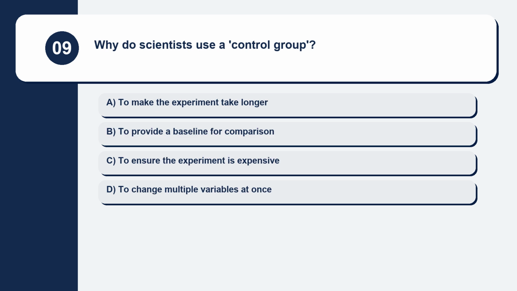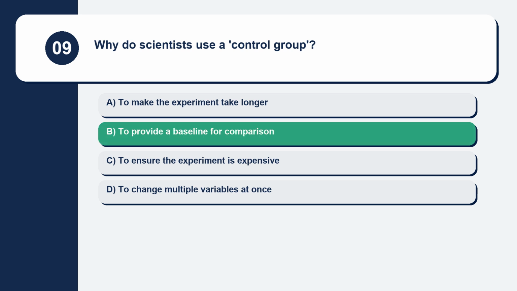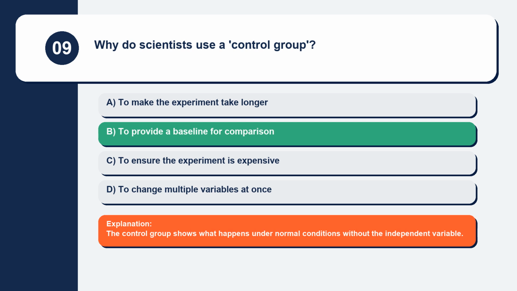Question 9. Why do scientists use a control group? To make the experiment take longer. To provide a baseline for comparison. To ensure the experiment is expensive. To change multiple variables at once. The control group shows what happens under normal conditions without the independent variable.